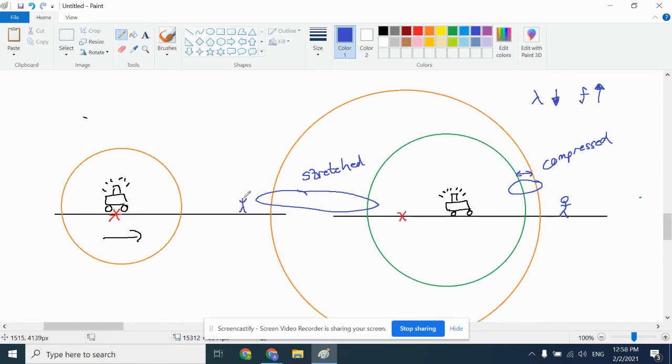On the backside, somebody who's watching the cop car drive down the road and it's already past them, these waves are stretched out. So the wavelength has increased under constant speed, causing the frequency to decrease.